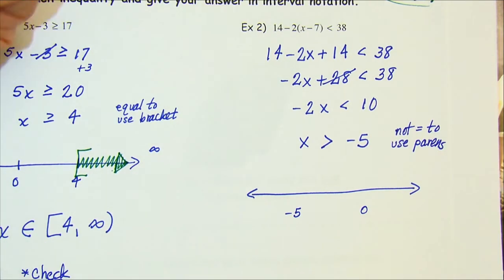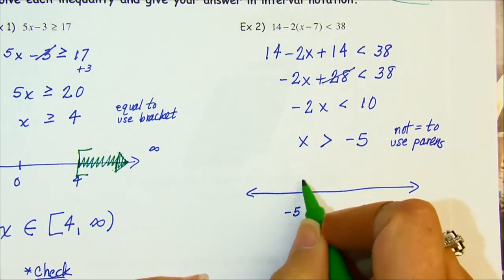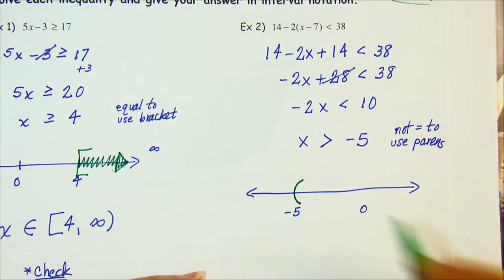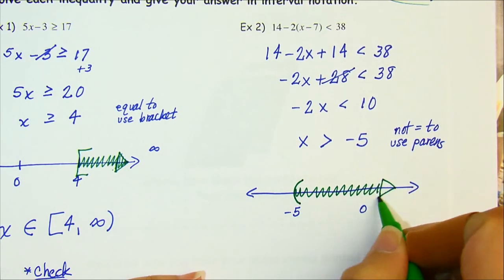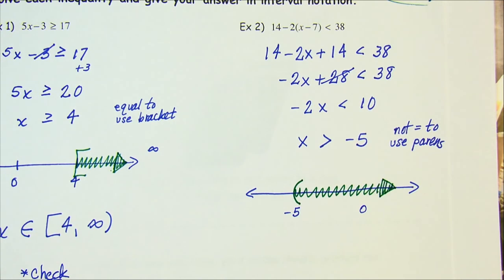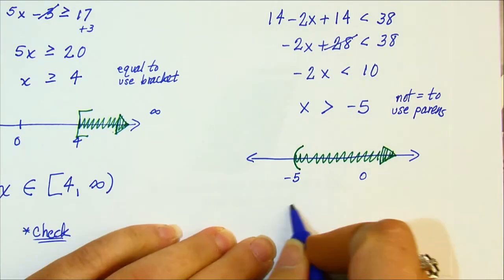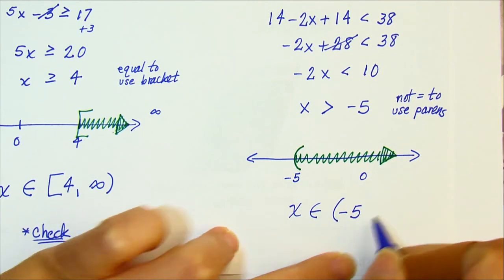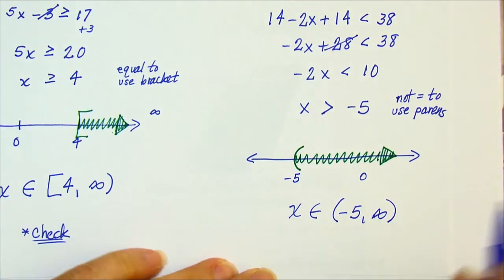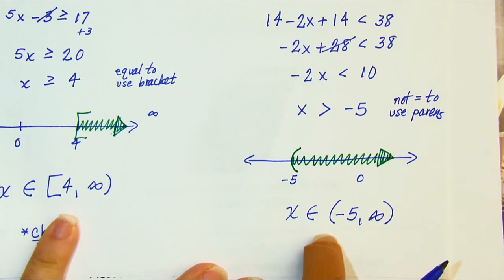And you have to ask yourself, which way am I shading? I'm shading to the right, greater than negative 5. So I put a parenthesis at negative 5, and I'm going to shade, and I'm going to give the thick shading arrow. I'm going to give my answer in interval notation. My answer is x is an element of parenthesis negative 5, to infinity. See the difference between the brackets, when to use bracket, when to use parenthesis?